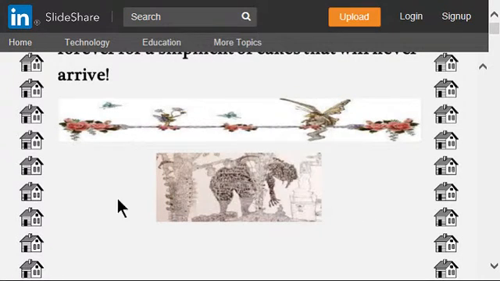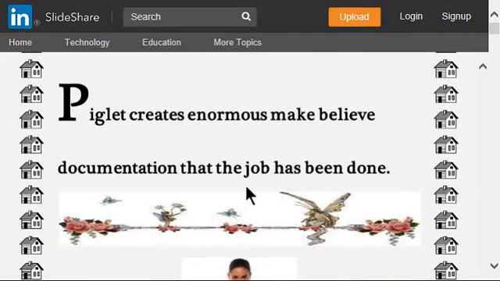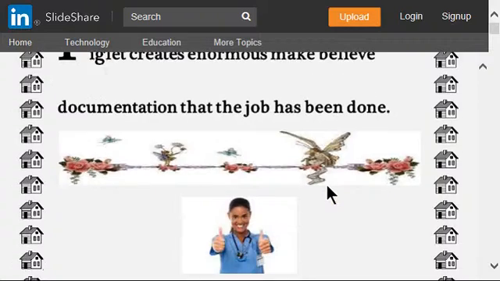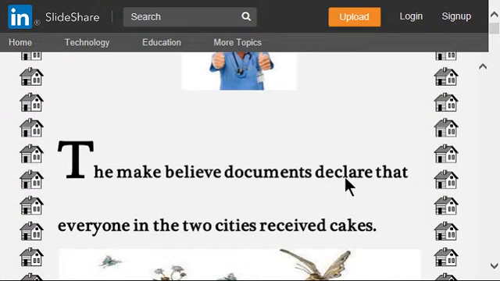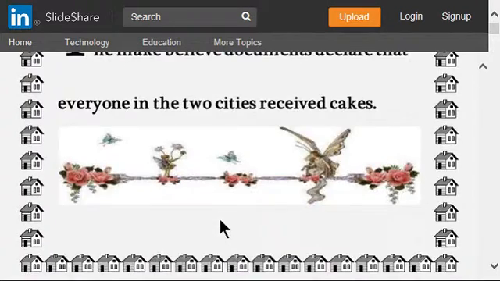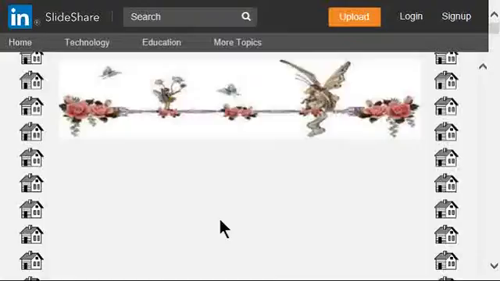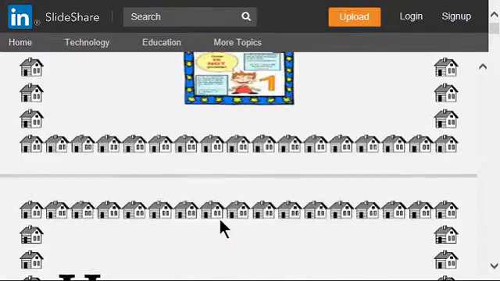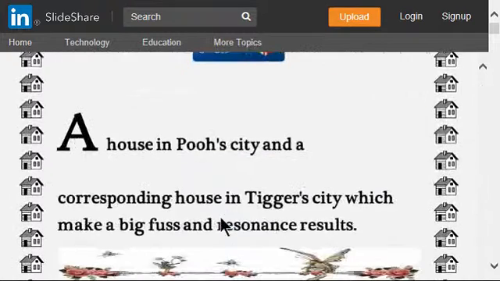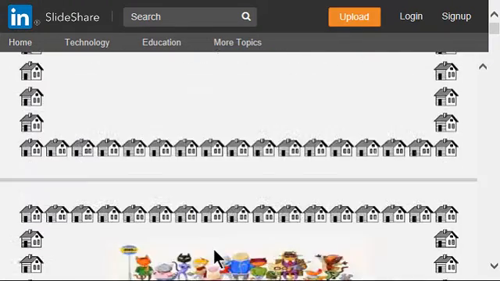Piglet starts creating documentation, enormous documentation. So Piglet creates enormous make-believe documentation that the job has been done. The make-believe documents declare that everyone in the two cities receive cakes. Enough checks are created so anyone verifies. It appears as if all the people in the city have received cakes. If the number is a prime, everything goes off quietly. The checks will be enough. If a number can be factored, there is a problem. A house in Pooh's city and a house in Tigger's city make a big fuss, and resonance results.